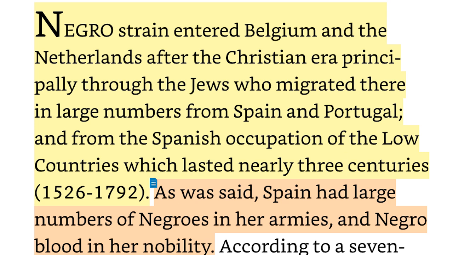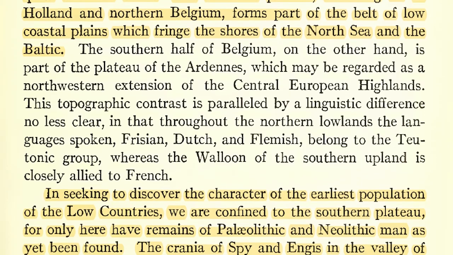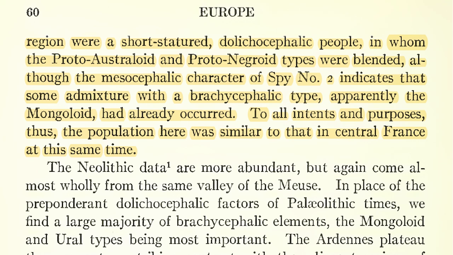But there's a problem with that. Now, why do I say that? Well, I say that because when you go back to the book Racial History of Man, back into the Low Country section, the time period that we're dealing with is Paleolithic and Neolithic times. So going on page 60, you see that there's evidence that the remains that were dug up were of a blend of Proto-Australoid and Proto-Negroid people.